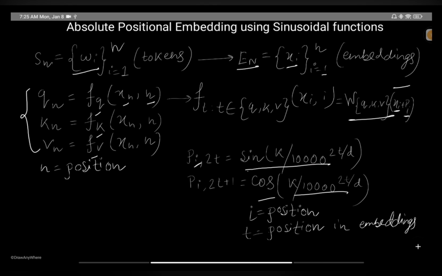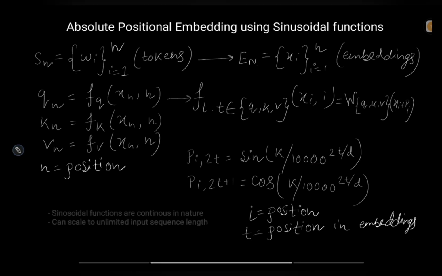If we have converted to embeddings, then in our example one token is represented with a stretched-out 512 embedding size, right? So this is the 0th position and this is the 511th position. So t is the position in the embedding: for this one t equals 0, and for the last one t equals 511.